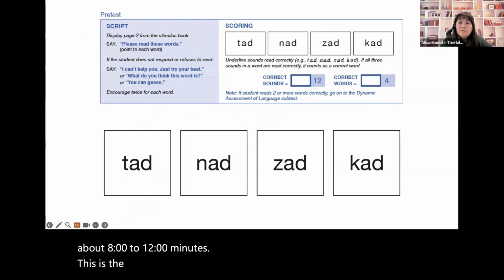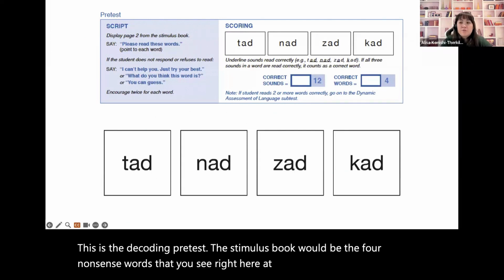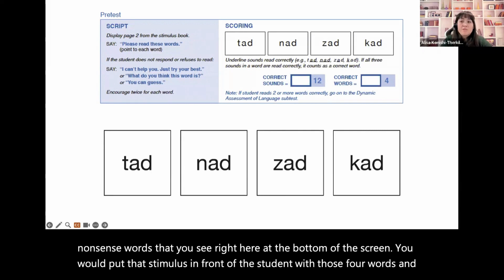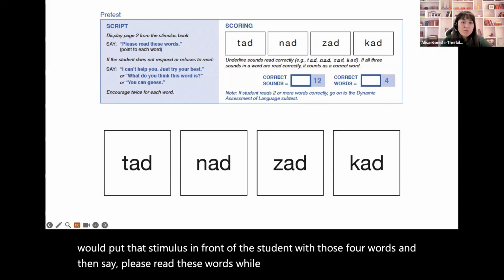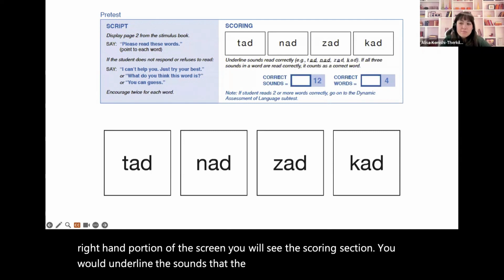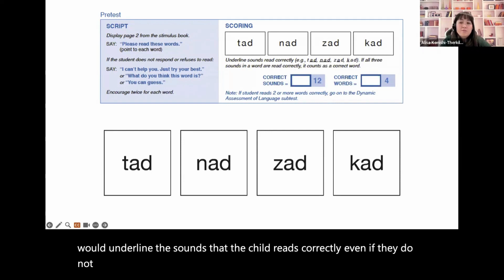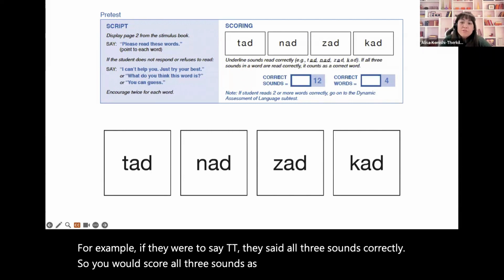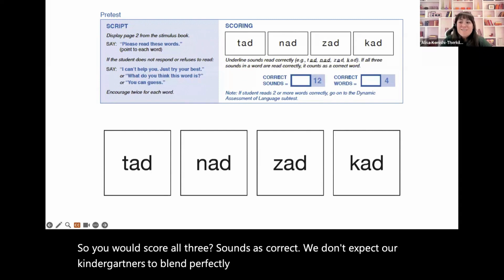This is the decoding pretest. The stimulus book would be the 4 nonsense words that you see right here at the bottom of the screen. You would put that stimulus in front of the student with those 4 words and then say, please read these words, while pointing to each word. In the upper right-hand portion of the screen, you will see the scoring section. You would underline the sounds that the child reads correctly, even if they do not blend all 3 sounds together. For example, if they were to say t, a, d, they said all 3 sounds correctly, so you would score all 3 sounds as correct. We don't expect our kindergartners to blend perfectly yet, right?